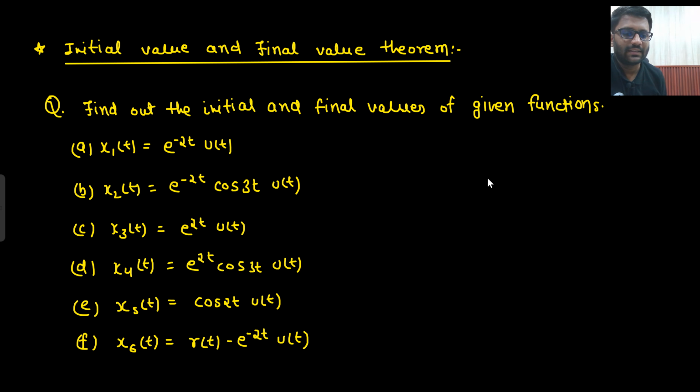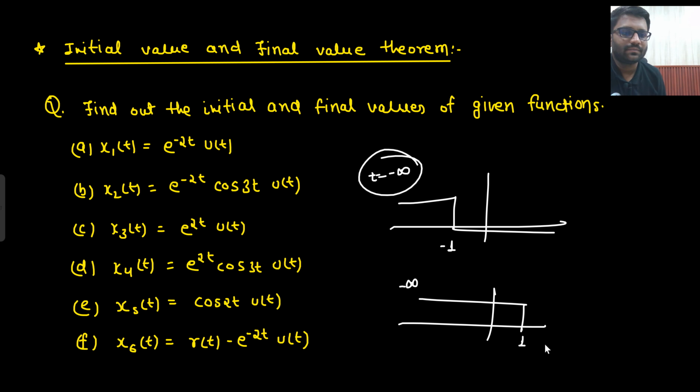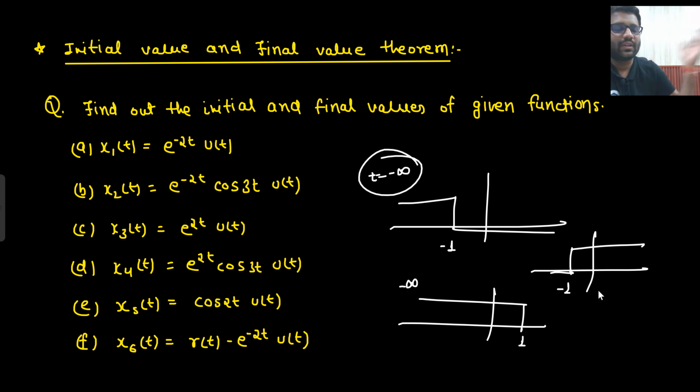Why is that so? Let's say there is an anti-causal signal. There is nothing called initial there. Someone will say, sir, t equals minus infinity is my initial value, because it starts from minus infinity and goes to 1, to minus 1. Or if it is non-causal, starting from minus infinity and going till 1, or starting from minus 1 and going to plus infinity. If I say initial value, I am talking about t equals 0 plus, and this t equals 0 plus will make sense only for a causal signal. So initial value and final value are defined only for causal signals.